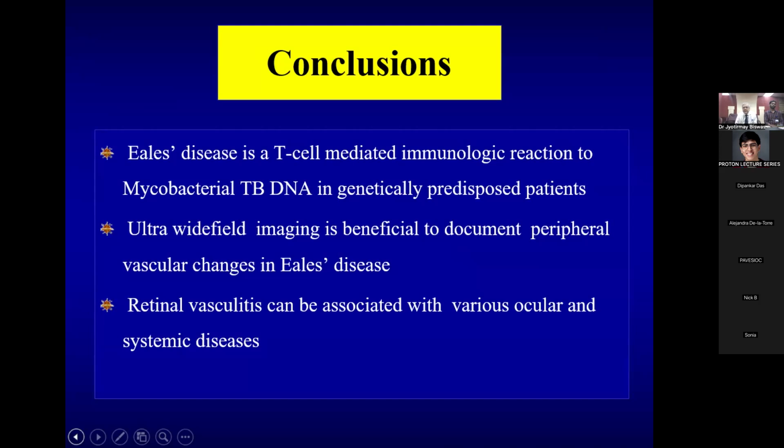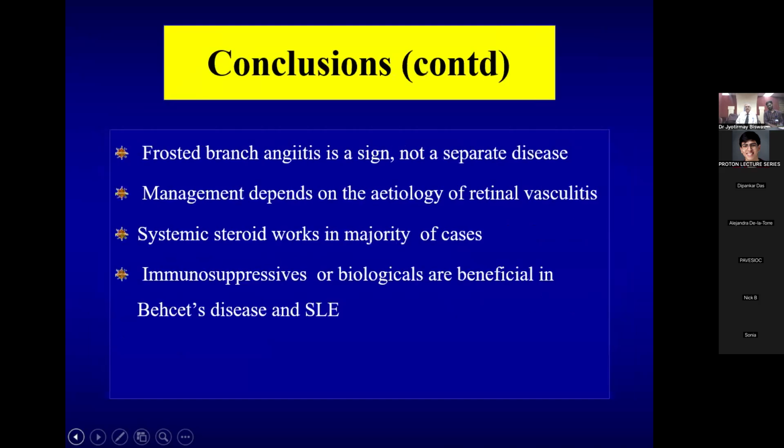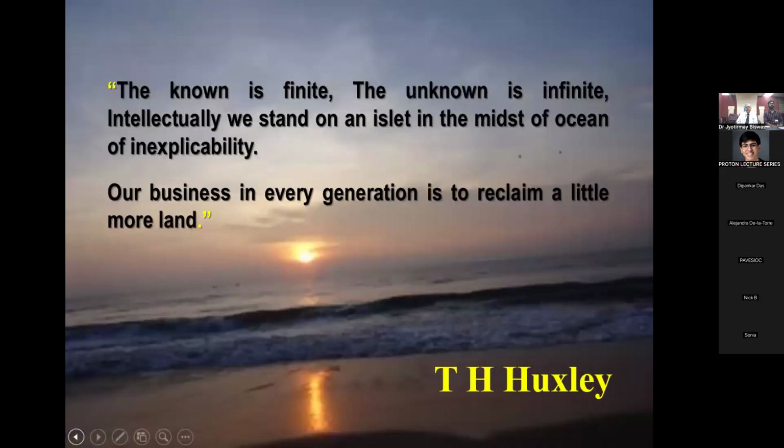Retinal vasculitis can be associated with various ocular and systemic diseases. Frosted branch angiitis is a sign only and not a separate disease. Management depends on the etiology of the retinal vasculitis. If it is infectious, you need to treat with anti-infective agents, and systemic steroid works in the majority of the cases. Immunosuppressives and/or biologicals are beneficial in Behçet's disease and SLE.